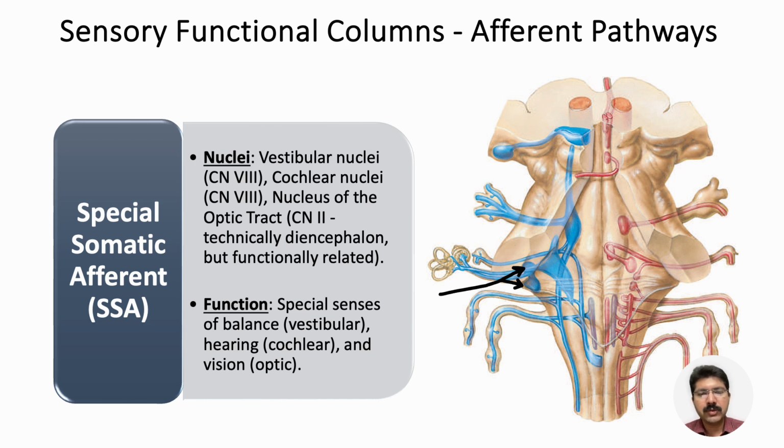And regarding vision, although the primary processing of visual information occurs in the diencephalon and cerebral cortex, the nucleus of the optic tract in the midbrain is functionally related to the processing of visual reflexes, such as the pupillary light reflex and coordinating eye movements in response to visual stimuli. While the optic nerve itself originates in the retina and is technically an outgrowth of the diencephalon, its functional connections within the brainstem make it relevant to this discussion.